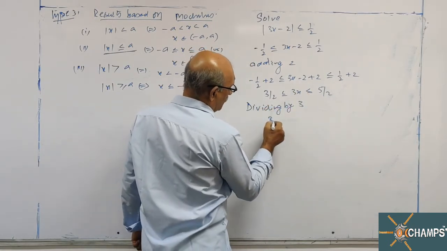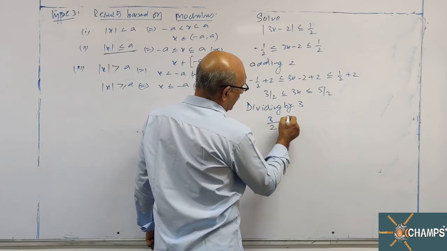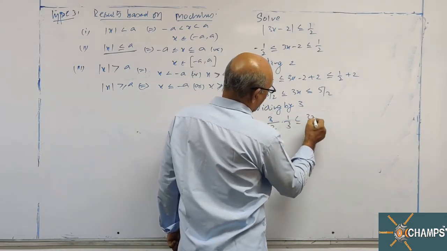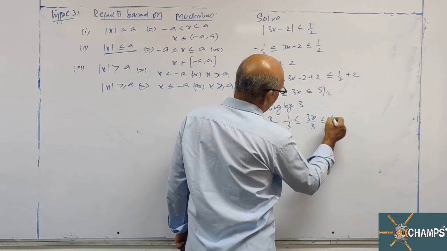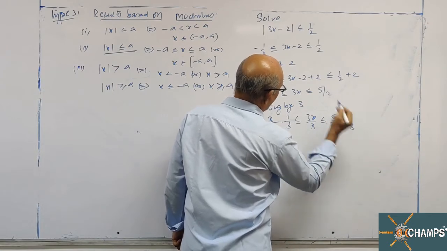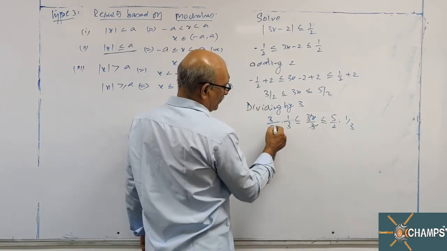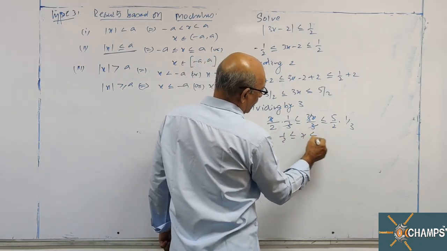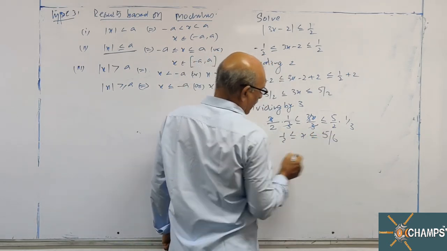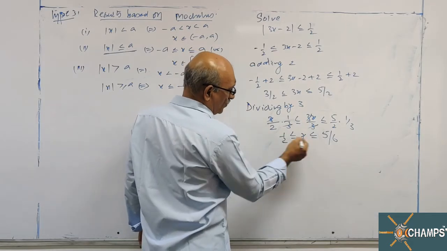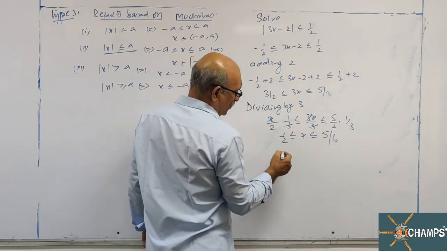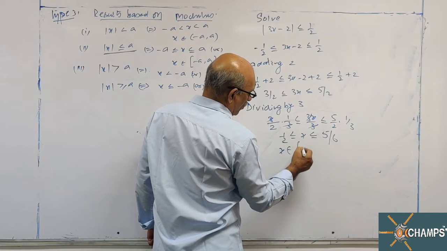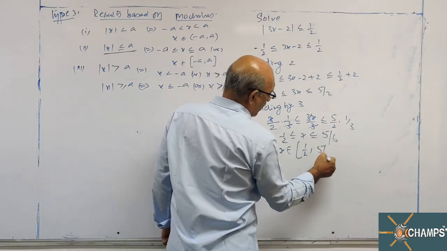Dividing by 3: 3/2 times 1/3 is less than or equal to 3x/3, which is less than or equal to 5/2 times 1/3. The 3s cancel. So 1/2 is less than or equal to x, and x is less than or equal to 5/6. The equal to sign is there, so both values are included. x belongs to [1/2, 5/6].